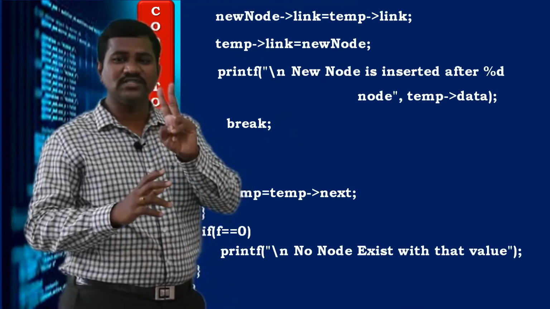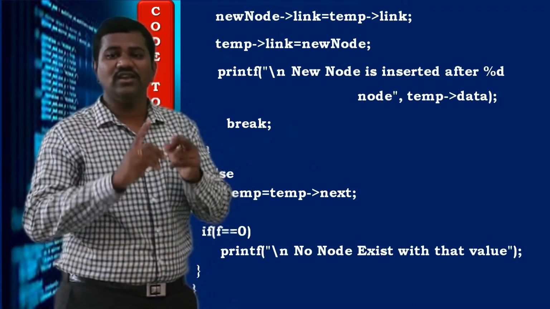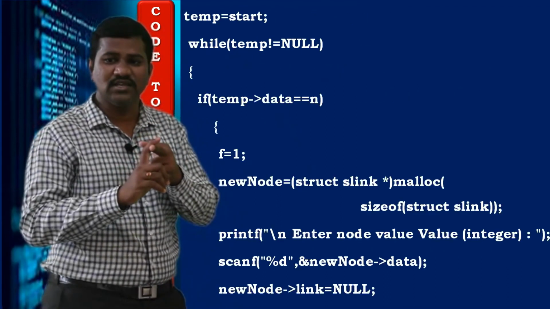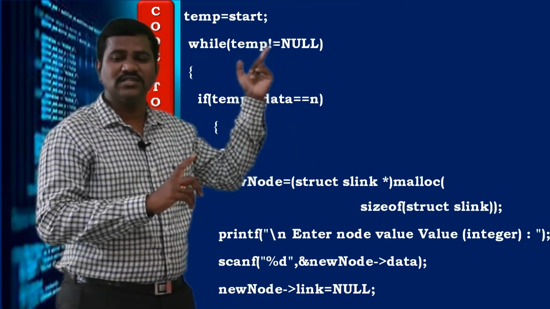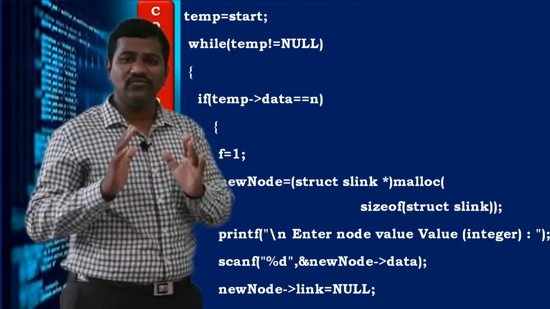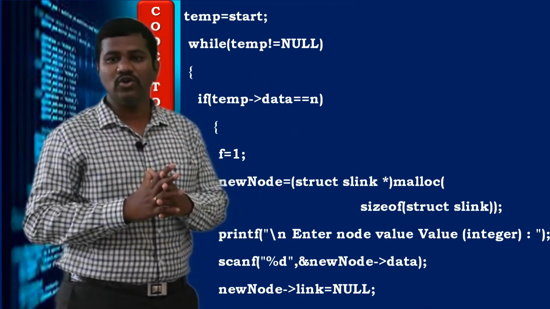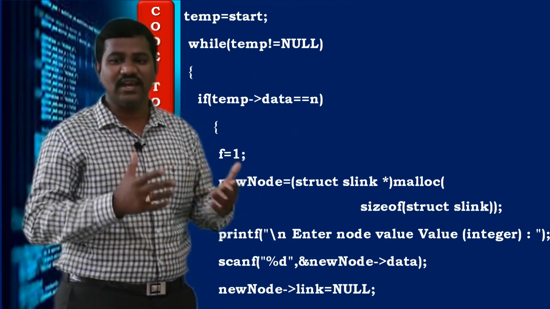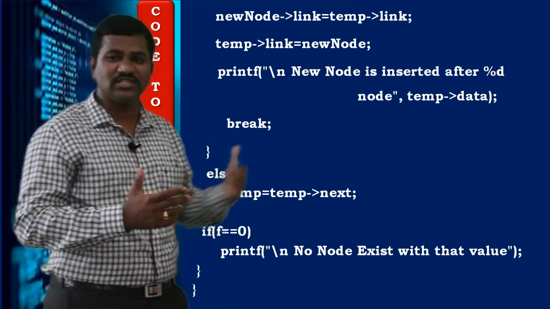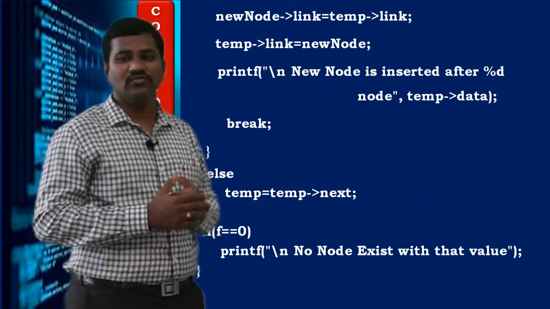That means there are two ways to come out of the while loop. One is when the while loop condition becomes false, which happens if we are not able to find a node in the list. The second case is if you find a node in the list, and with the help of break, it comes out of the while loop.